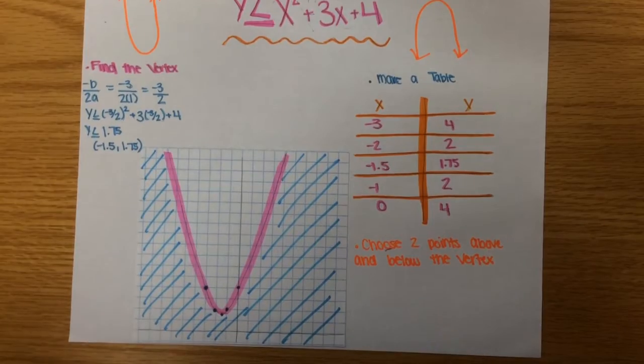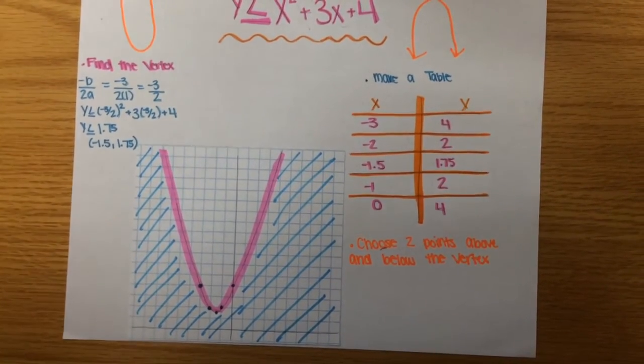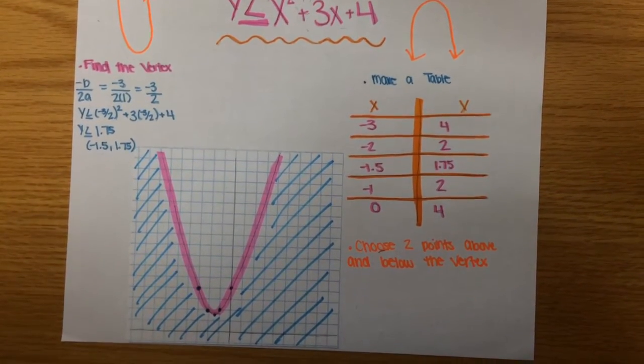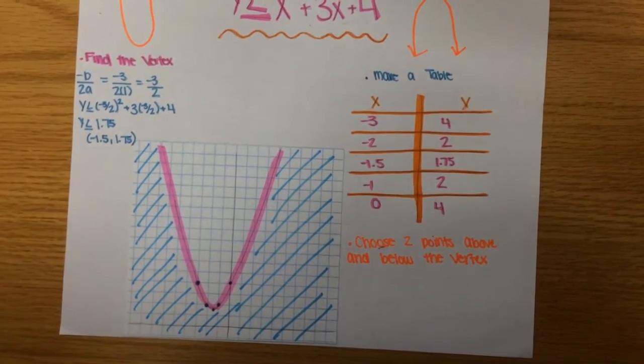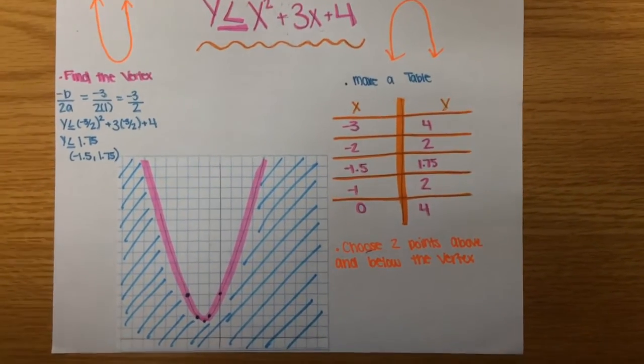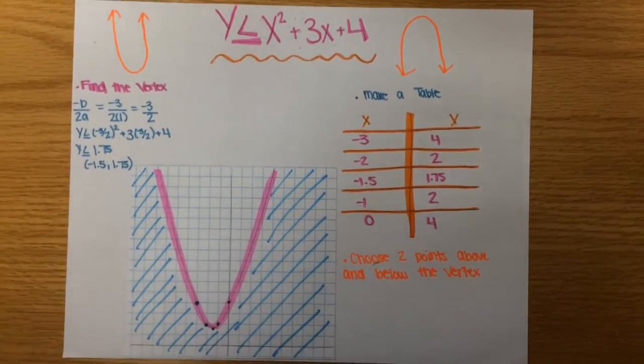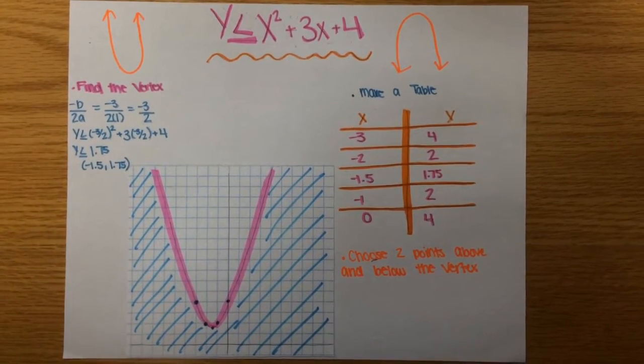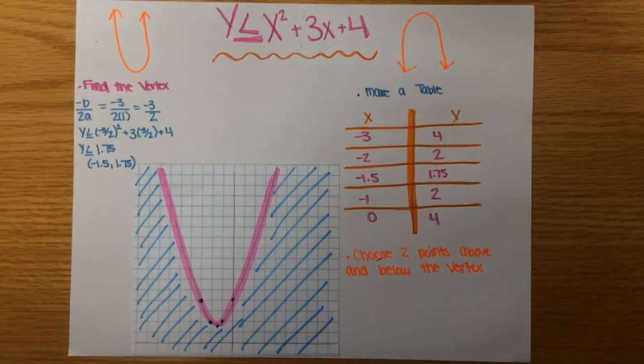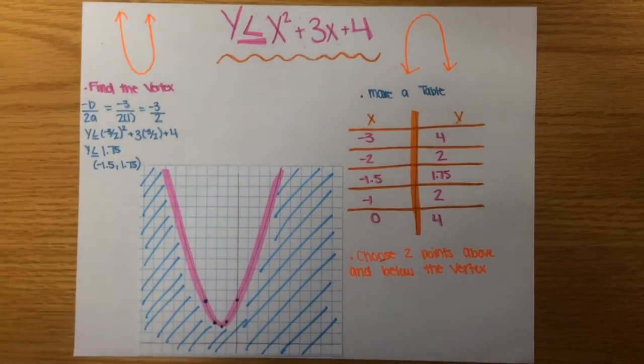Then you put that value into the table, again in the middle, finding 2 points both above and below the vertex to get a curve. Once you find these values, plot them on the graph, and then connect the lines. I use a solid line because it is less than or equal to, meaning that these lines are actually points on the solution.